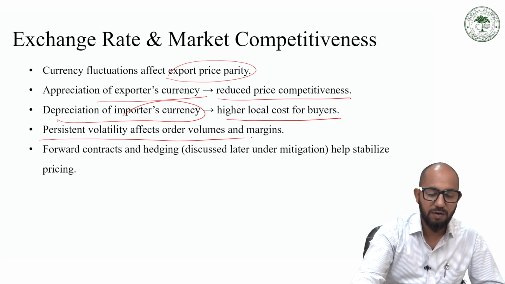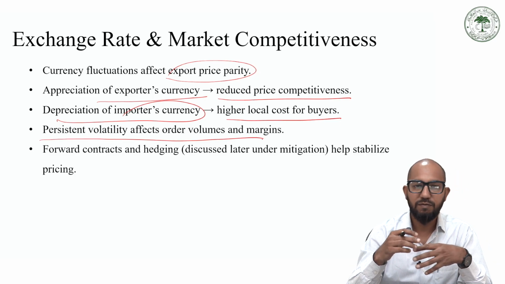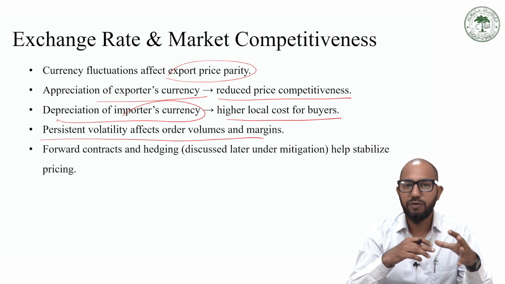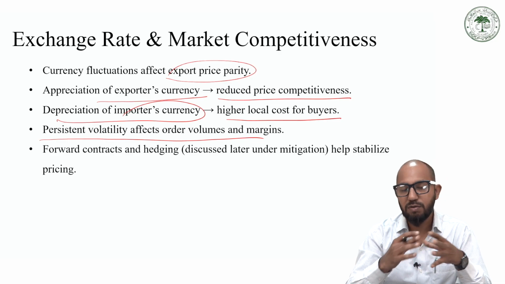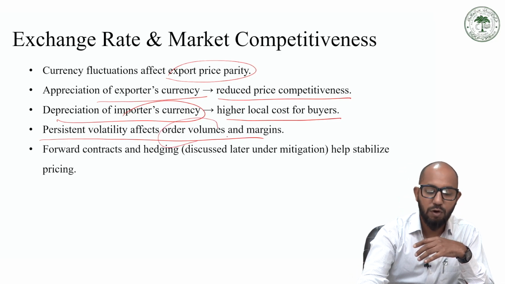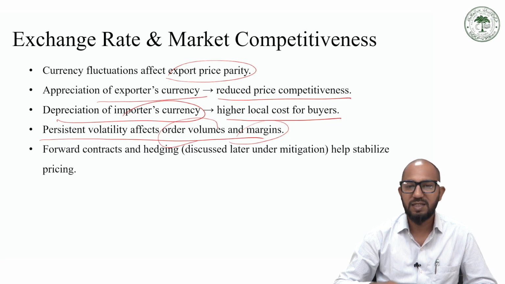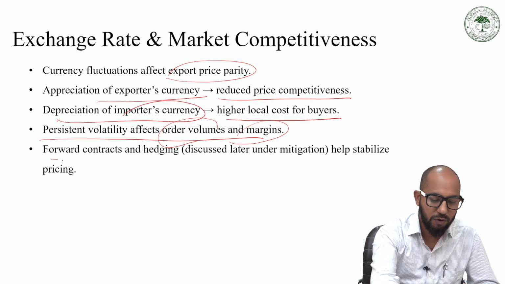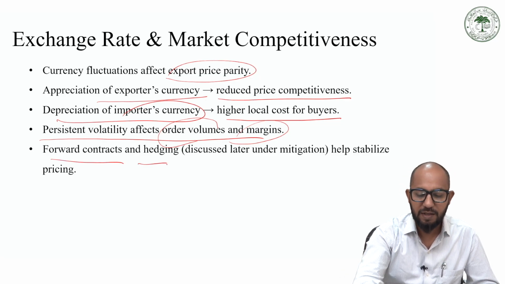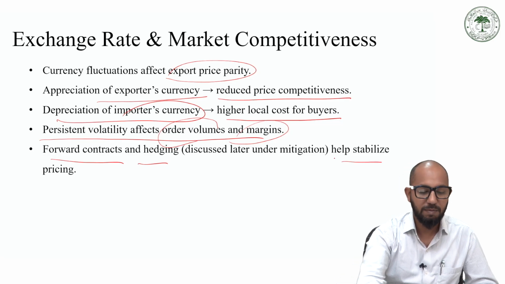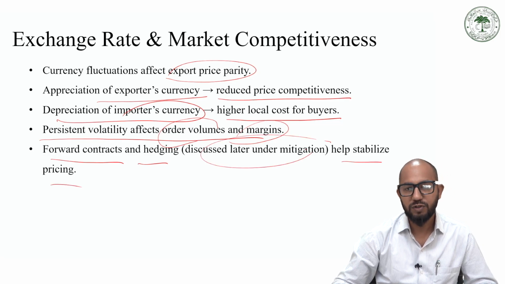Similarly, persistent volatility means if the currency exchange rate is changing very frequently, this also affects the order value, volumes, and the margin of safety as well as profit. Thus, there can be several ways in which exchange rate and market competitiveness can be balanced. We can have forward contracts in exchange rate as well as hedging that can stabilize the pricing, which we will be discussing in the future slides.